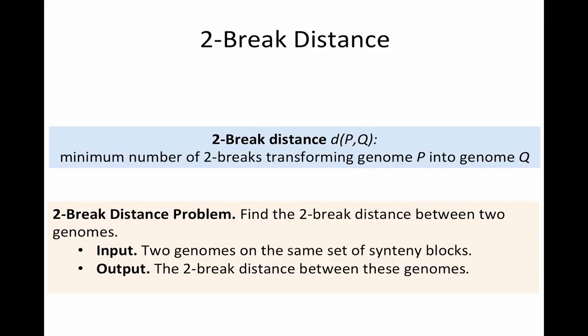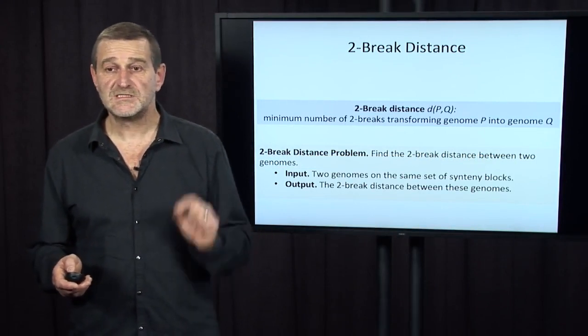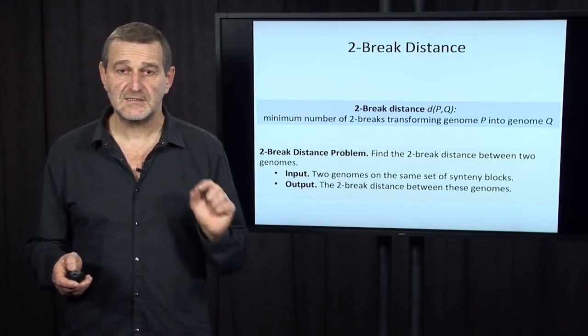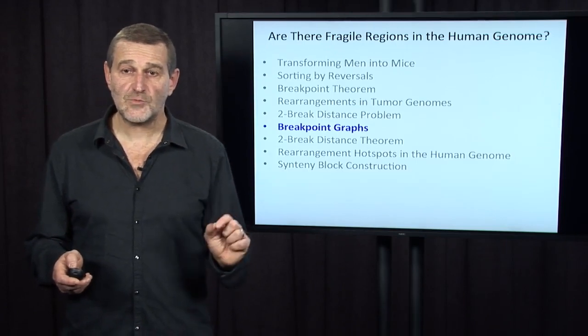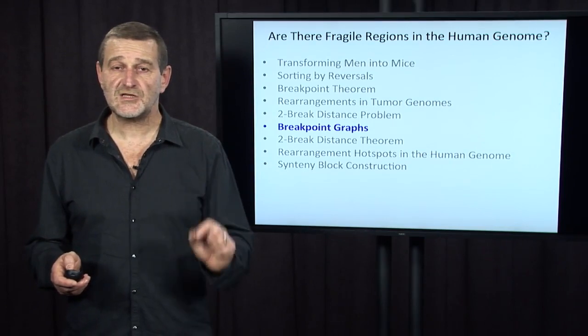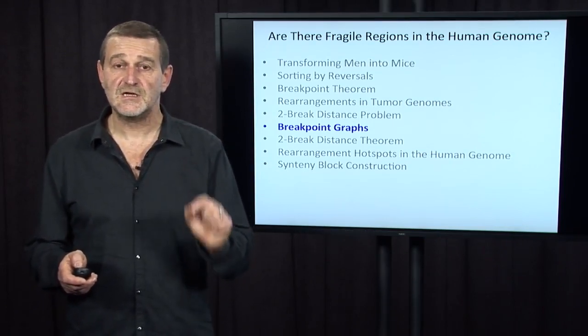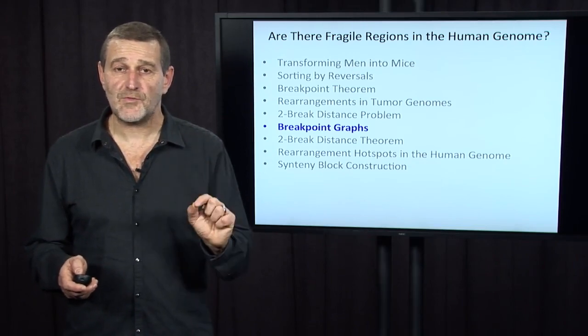And we will define 2-break distance as the minimum number of 2-breaks transforming one genome into another. And the 2-break distance problem: input 2 genomes on the same set of synteny blocks, and output the 2-break distance between these genomes. It's now time to solve this problem, but before we do this, we need to introduce the key notion in studies of genome rearrangements, which is called the breakpoint graph.